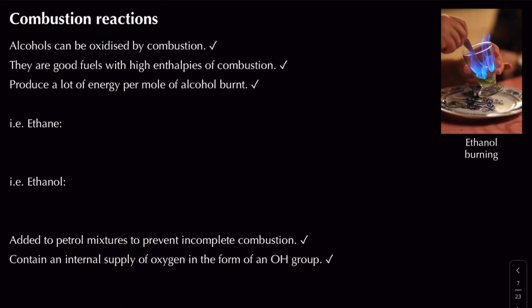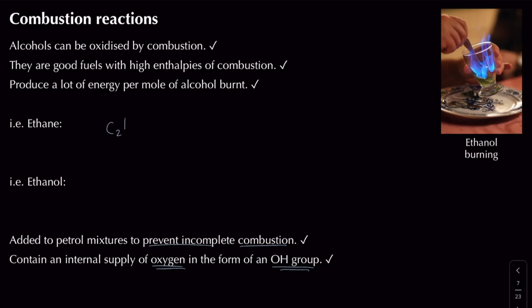Now, in terms of combustion reactions, that's our second type of reaction. Alcohols can be oxidized by combustion like most other organic compounds, and they're very good fuels because they've got very high enthalpies of combustion. They produce a lot of energy per mole of alcohol we burn. Now, if you look at ethanol versus ethane, we prefer our alcohols because they burn more efficiently, because they have an internal supply of oxygen in the form of an OH group, and that's why we add it to petrol mixtures of octane. We add some ethanol in there to prevent incomplete combustion from taking place and producing things like carbon monoxide.